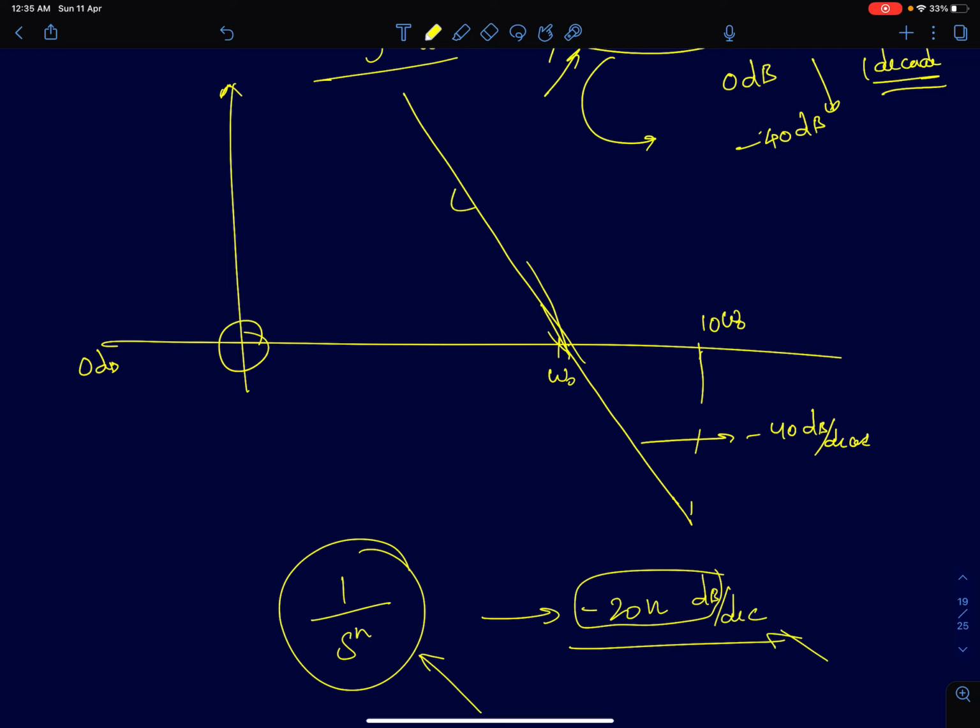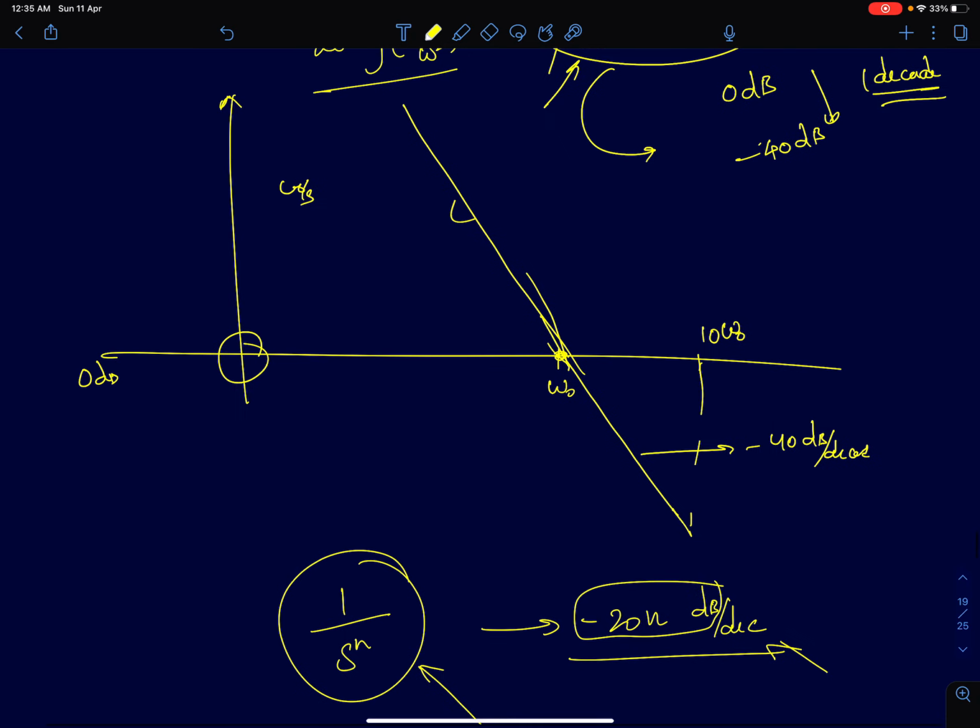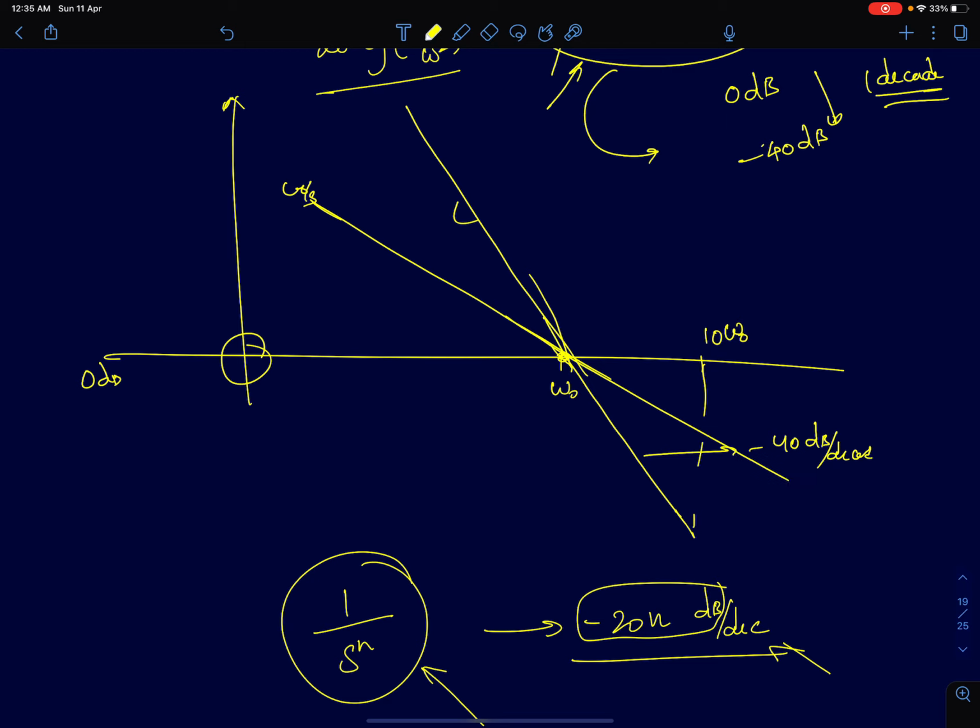Just for the sake of comparison, for a single pole system, if I had just omega naught by s, the transfer function had a different slope. It had slightly smaller slope. It intersected at the same point at omega equal to omega naught. It was also 0 decibels. But the slope here was minus 20 dB per decade. Here the slope is minus 40 decibels per decade.